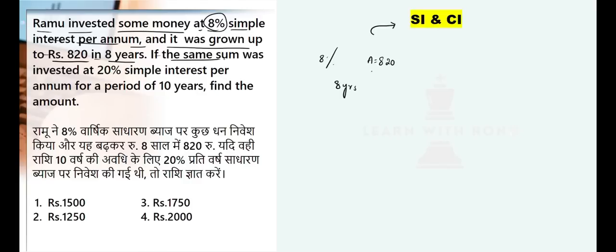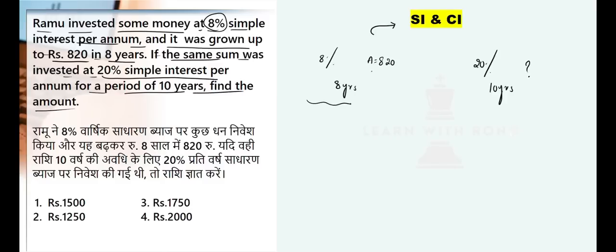If the same sum was invested at 20% simple interest per annum, for a period of 10 years. Now the time is 10 years. They asked us to find the amount in this case.